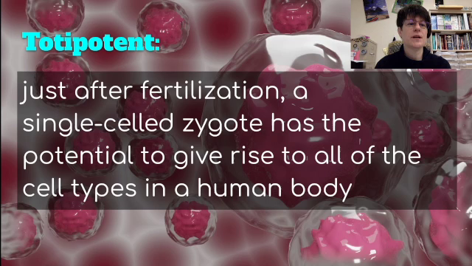Stem cells can be described as totipotent. If it's totipotent, it means that just after fertilization, a single-cell zygote has the potential to give rise to all of the cell types in a human body. So it's like we're saying it's totally potent. It can totally become anything.